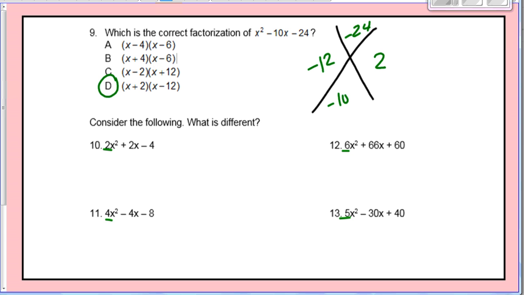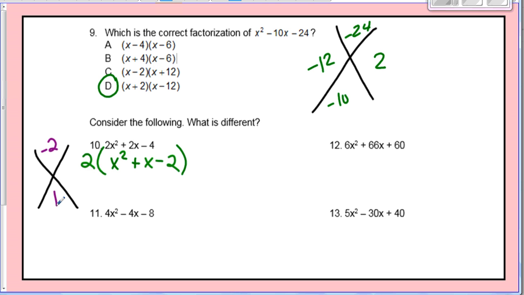So looking at number 10, do I have a greatest common factor? And the answer is yes. Between all 3 of those terms, I know that I can take out a 2, okay? So I'm going to rewrite this as 2 times x squared plus x minus 2. Now, I'm not done. Even though I did something, I'm not done. I can actually continue with the inside portion using the x factor, okay? So with just the inside portion, my c is negative 2 and my b is 1.